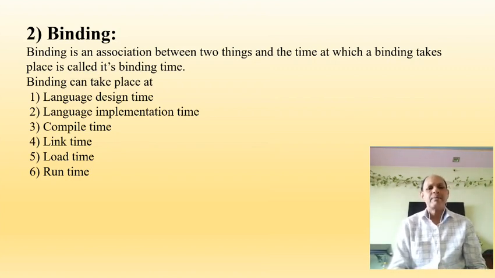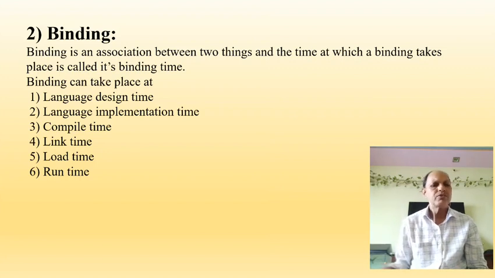This binding of program elements takes place at different times, and we call it binding time. These different times are language design time, language implementation time, compile time, link time, load time, and run time. So these are the various times at which binding takes place. Binding time is the moment in the program life cycle when this association occurs.